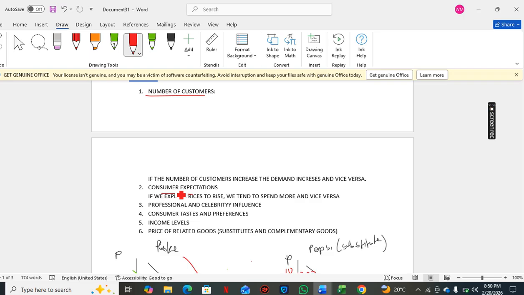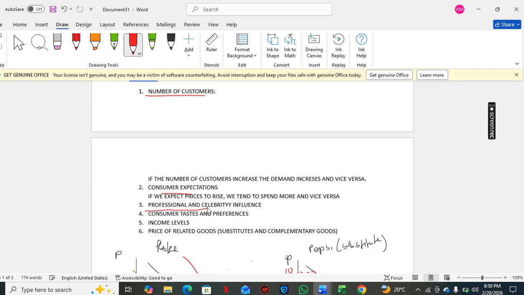So when we expect prices to rise, demand also increases because we're spending. But when you expect prices to drop, demand is going to reduce. Why? Because we're saving and we're not spending it. So demand will drop.